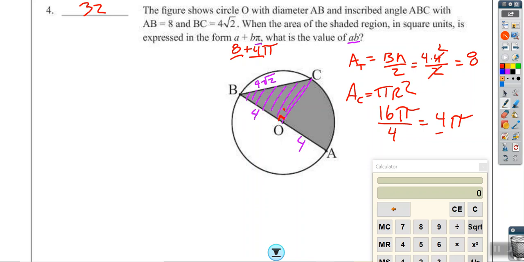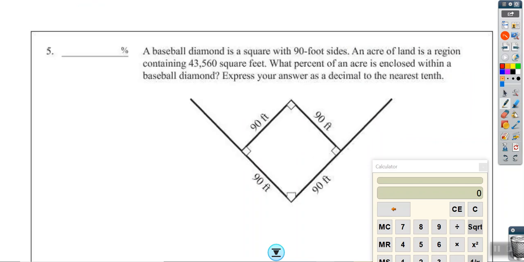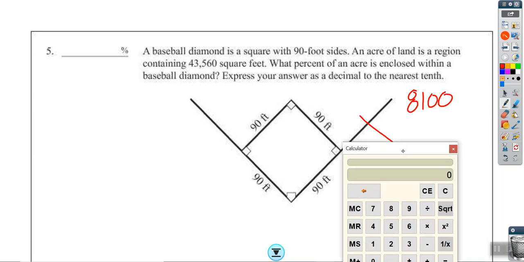So I'm going to go on and do 2 more problems. So we have a baseball diamond. A baseball diamond is a square 90 feet per side. An acre of land is 43,560 square feet. What percentage of an acre is enclosed within the baseball diamond? I'm guessing not very much. So 90 times 90 is 8,100 square feet.